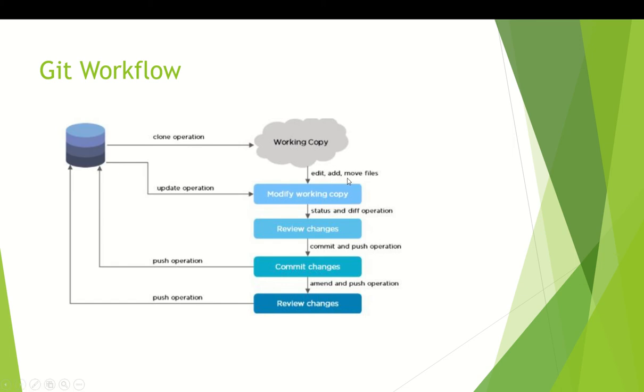You can see here: edit, add, move files, modify the working copy, then review changes. When you run git status, it will show the difference, and if you type git diff, it shows the difference between two files. And commit, like review changes, and when you commit and push, it will be saved to the repository. So these will all be very familiar when you start working on Git.